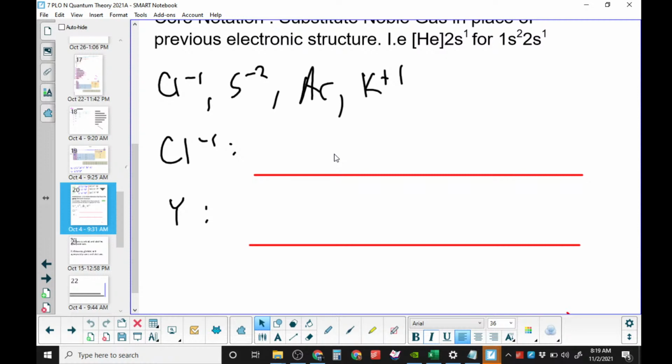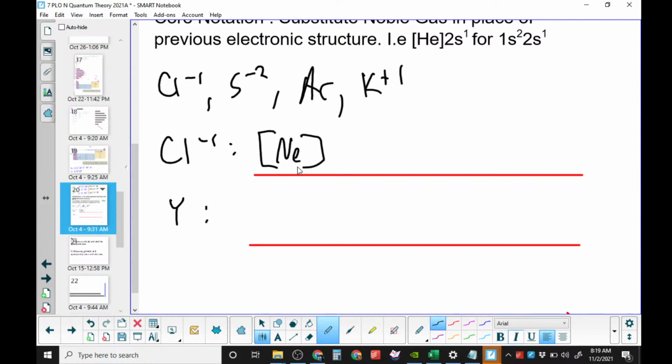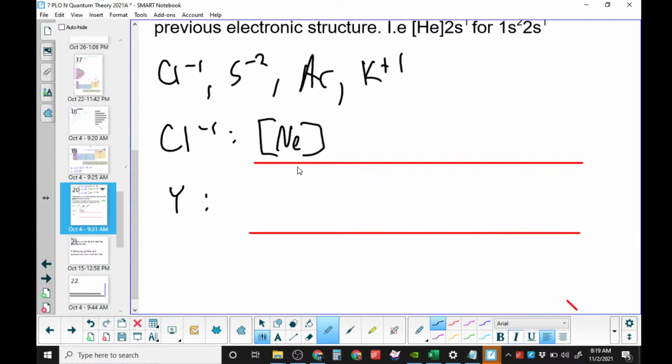So just to remind us from last day, Veer, what was chlorine to the -1? In square brackets, yep. And I'm going to get out of everybody's way. Francois, why are you late? That's not a good reason at all. That's a terrible reason. 3s2, 3p6. Excellent.